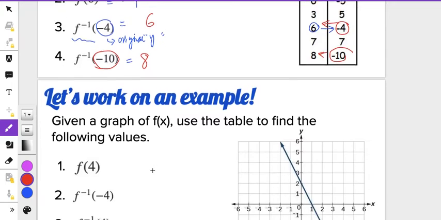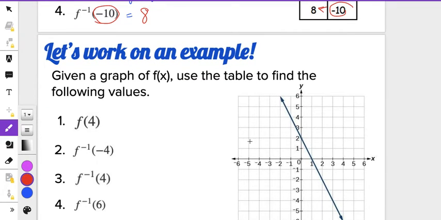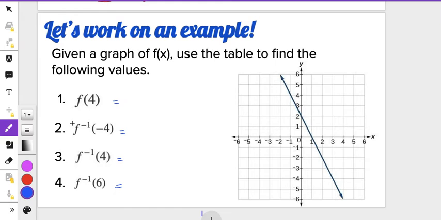Okay, let's do one more practice. Let's work on the graph. This time we are looking at the graph for 4 values. The first one is f of 4. Again, that means x is 4. So how do we start? Since x is 4, we start with the x-axis, and this is 4 here.